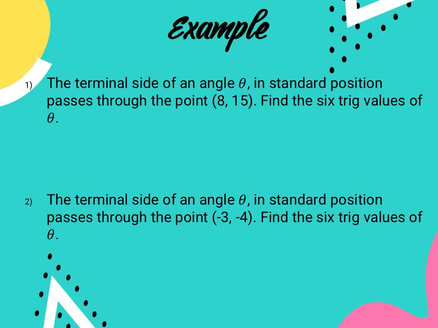This was what you did in last night's homework, where you were given an ordered pair that became your x and your y. You had to find the r value by doing x squared plus y squared and square root it, and then give the 6 trig values.